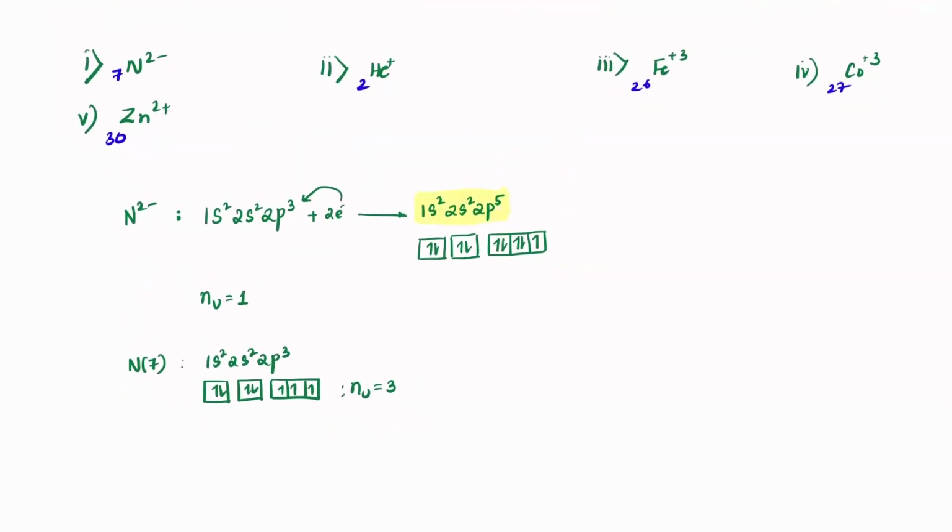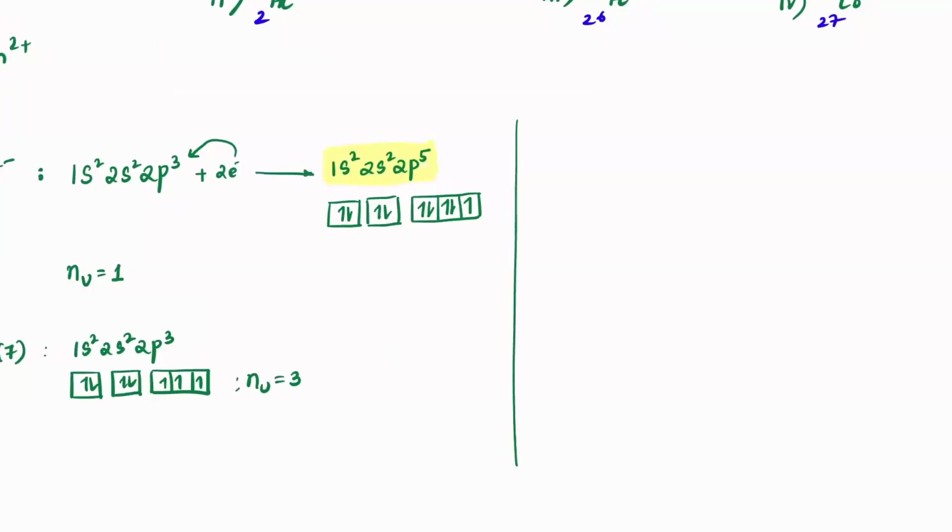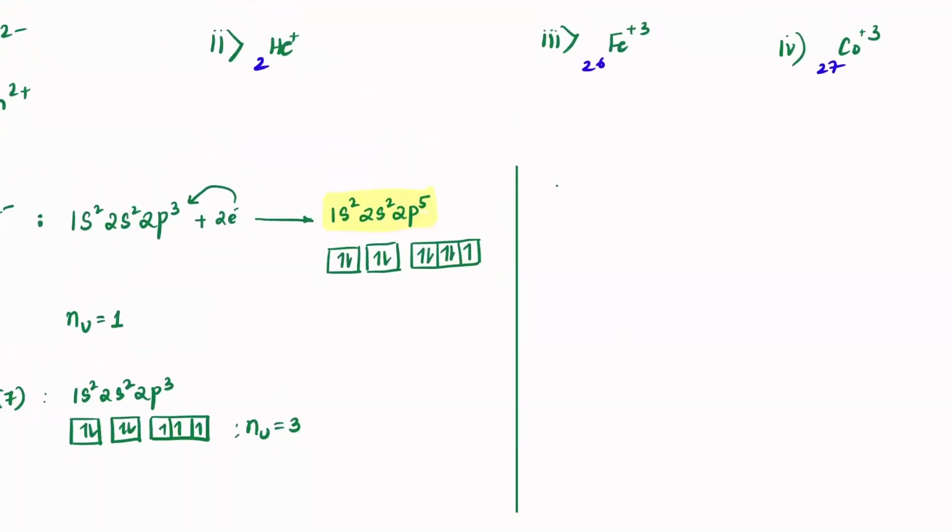Okay. Likewise, helium plus. Helium is supposed to have 2 electrons, which is 1s2. But now the plus signifies that I have removed 1 electron. So minus 1 electron makes it 1s1. That is the configuration, and since it is only 1 electron, the number of unpaired electrons is 1.